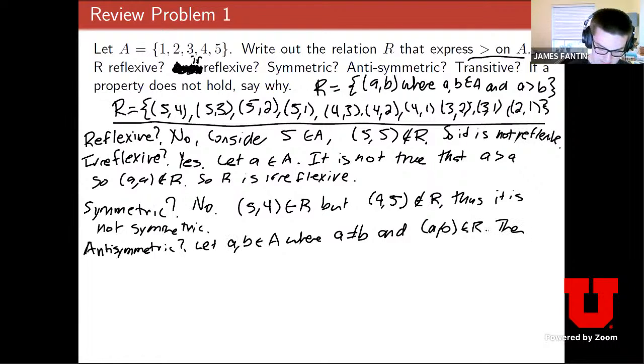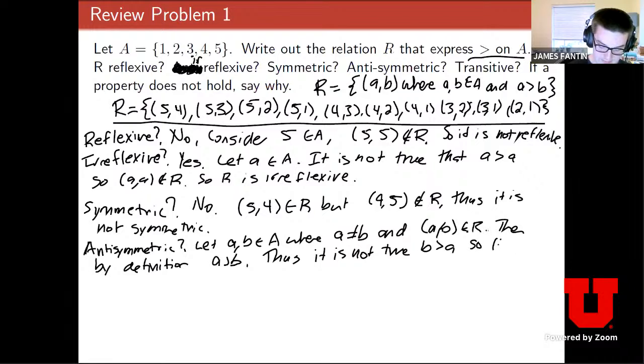So then, by definition, since A, B is in the relation, A is greater than B. Thus, it is not true that B is greater than A. So B comma A is not in the relation. Thus, it is anti-symmetric.